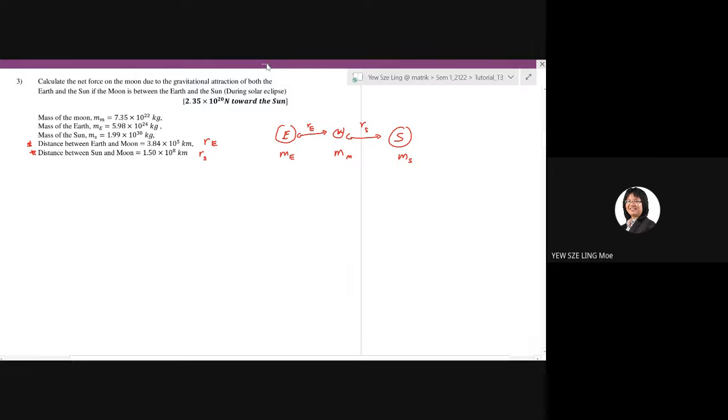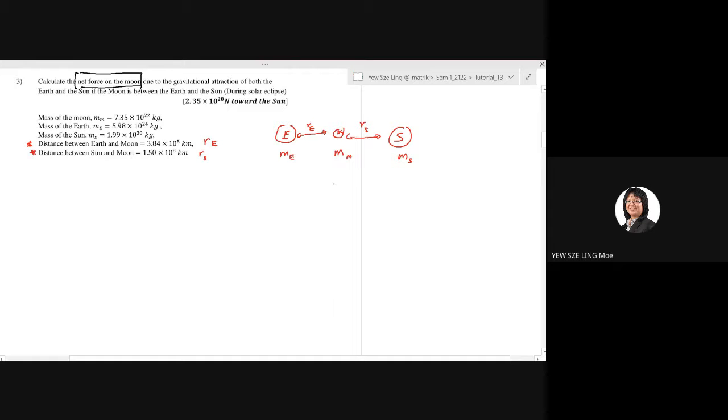Now you need to draw a free body diagram for the moon, because the question says you want to find the net force of the moon. Net force on the moon tells you that the object in our question is the moon. Even though you have larger objects, the Earth and the Sun, the moon is our main focus here, because the question is asking for force on the moon.